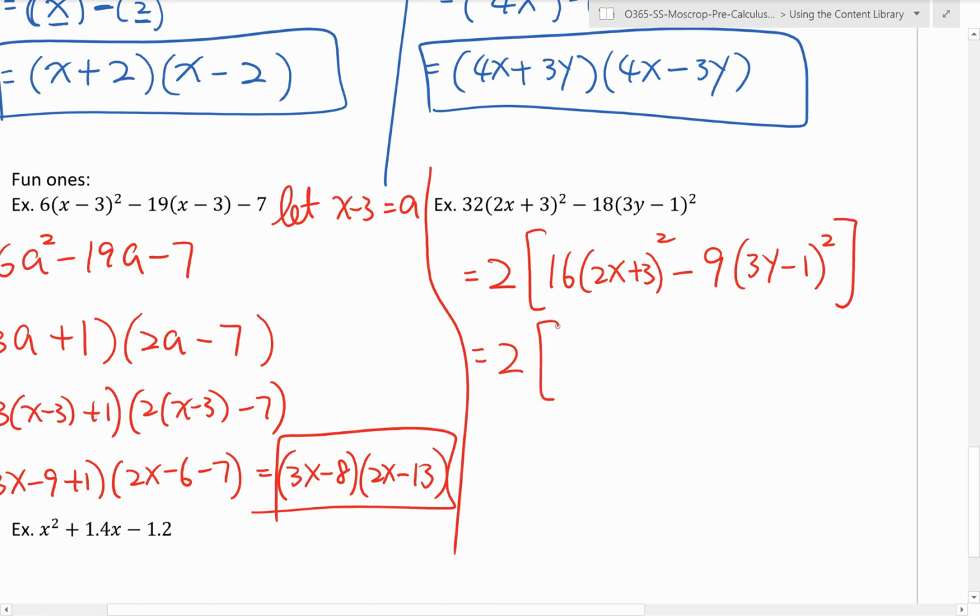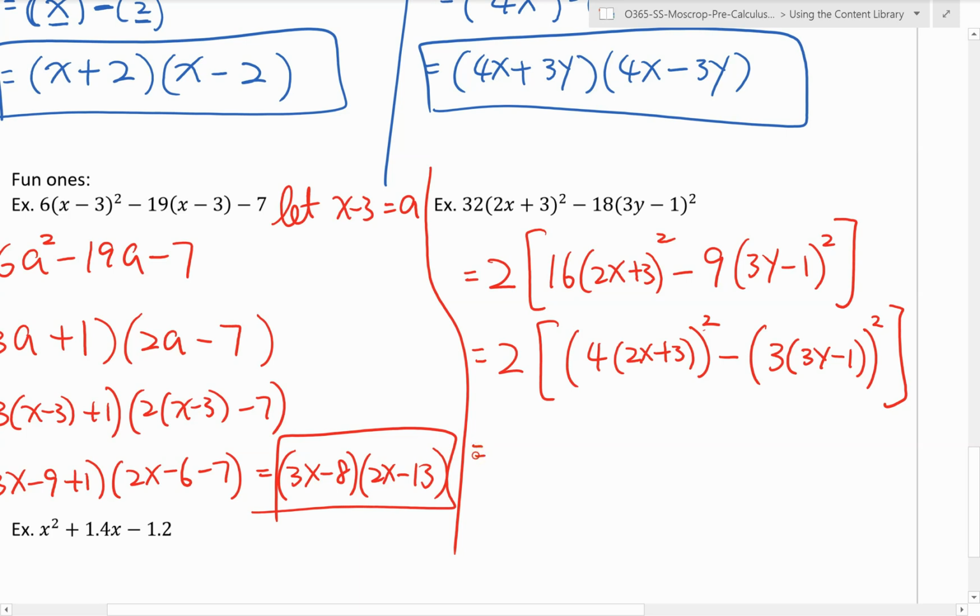This is going to be 2 times 4 and then 2x plus 3 squared, right? Watch this. 4 squared is 16, right? 2x plus 3 squared, that's right there. Minus, this is going to be 3 bracket 3y minus 1 close bracket squared, and then the square bracket right there. Again, the square root of 9 is 3, the square root of 3y minus 1 squared is 3y minus 1. And then there's the square.